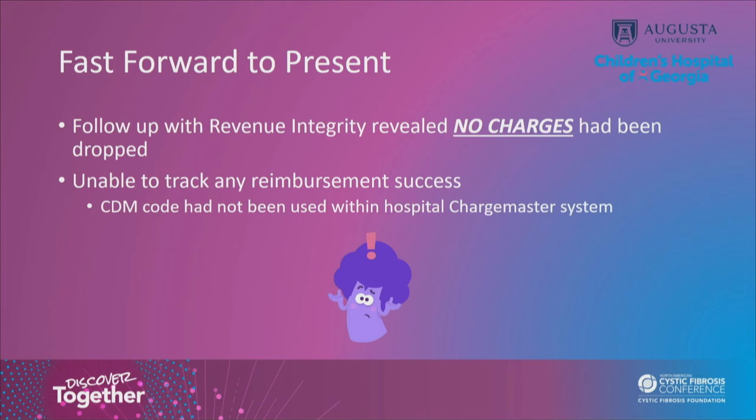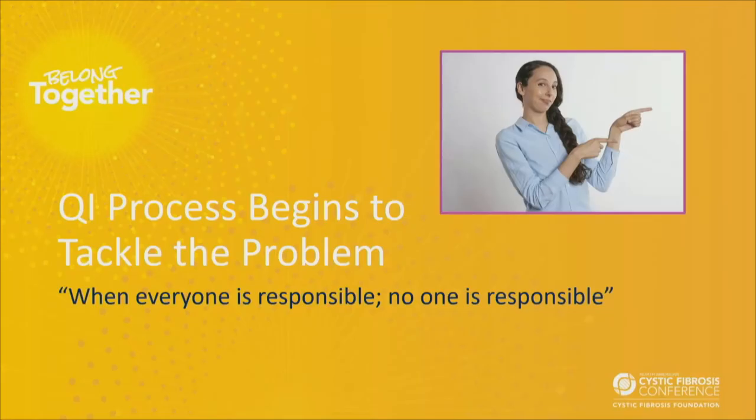So I was like, what do you mean, blank? What does this mean? I was looking for information as to how many patients we had billed. How many patients were we successfully getting some money back? If so, how much money? Did they notice any patterns between state and private insurers? There was none of that information. So we began using our QI process to try to tackle the problem. And the one thing that I learned is that when everyone is responsible, no one is responsible.